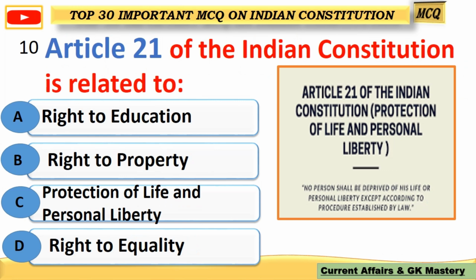Next, Article 21 of the Indian Constitution is related to A. Right to education. B. Right to property. C. Protection of life and personal liberty. D. Right to equality. Correct answer is C. Protection of life and personal liberty.